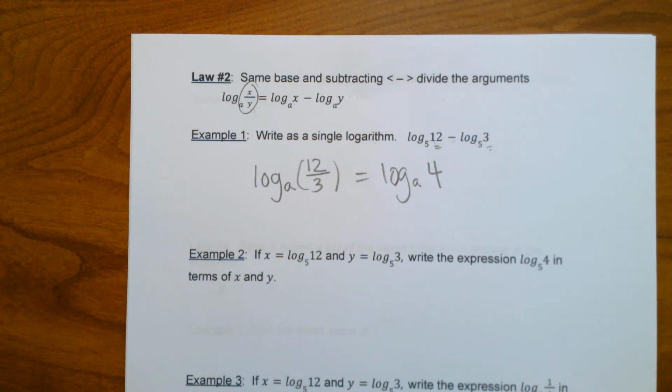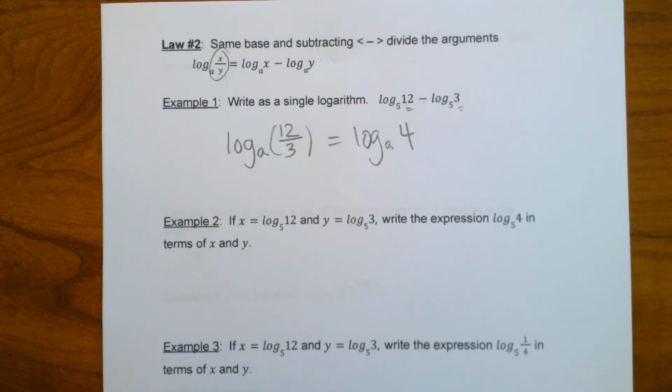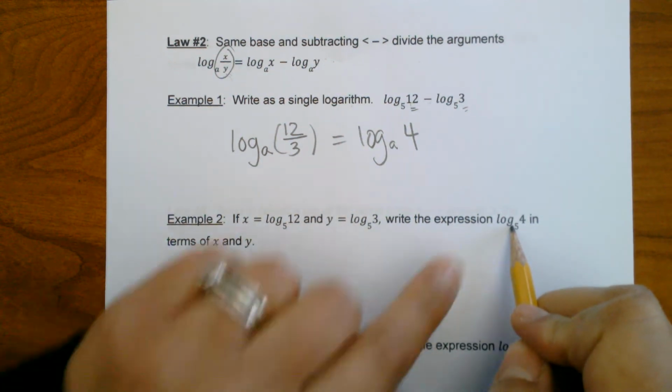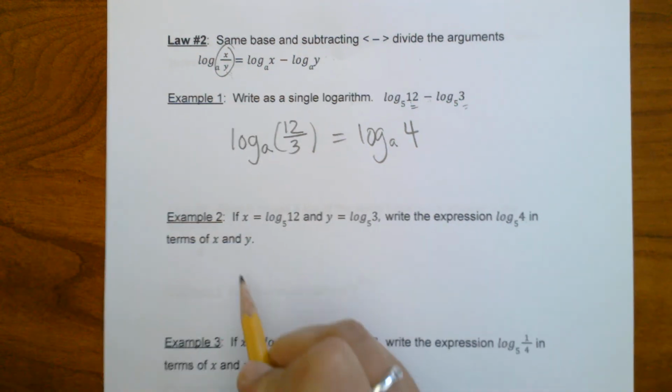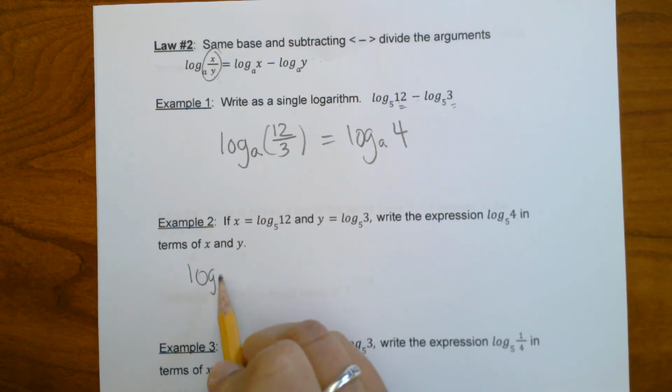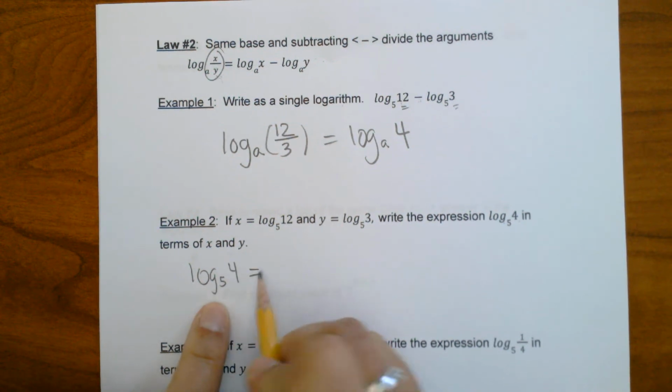Okay, example number 2. If x equals log base 5 of 12 and y equals log base 5 of 3, write the expression log base 5 of 4 in terms of x and y. So here we have the contracted version and we need to separate it. So we're going to do log base 5 of 4. I always like to write down the original here.